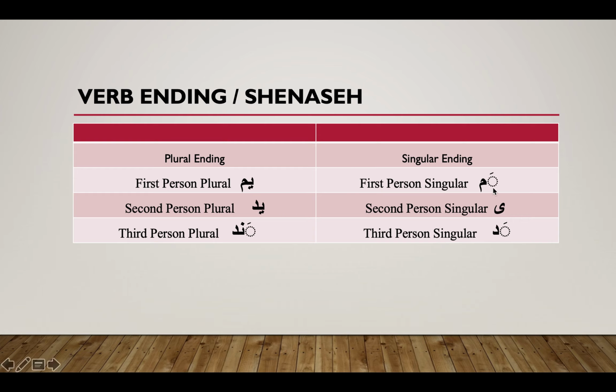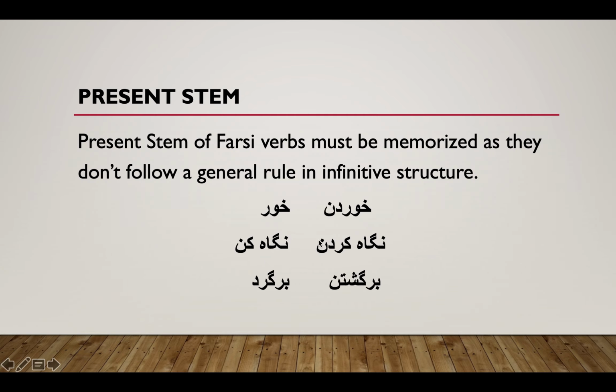First, we need the endings, the personal endings, shenase. These are shown as suffixes at the end of the present stem. So as we know, am, i, ad, im, id, and and are the personal endings that we always use for conjugating our verbs. For the past stem we had a formula, but we don't have a formula for the present stem. There is no very general rule that applies to our infinitive structure, so we have to memorize them. But there are a few ways to find the present stem easily. We will discuss it later in other videos, but for now, let's memorize.